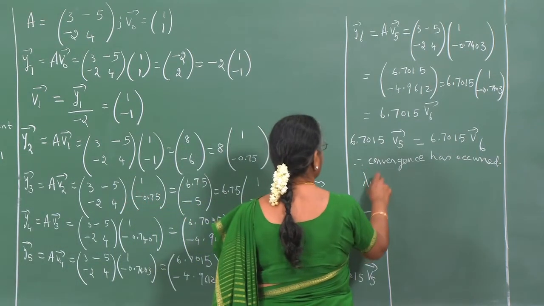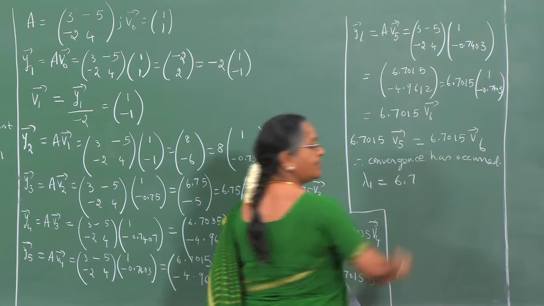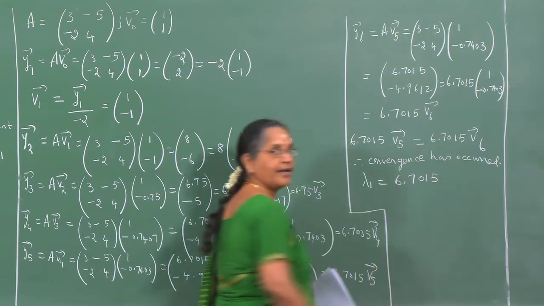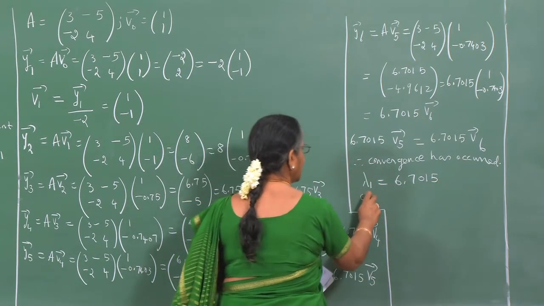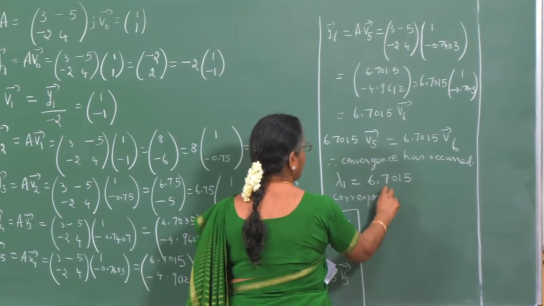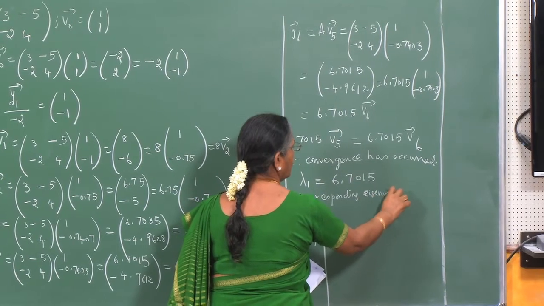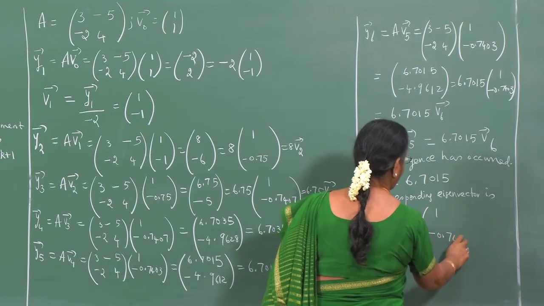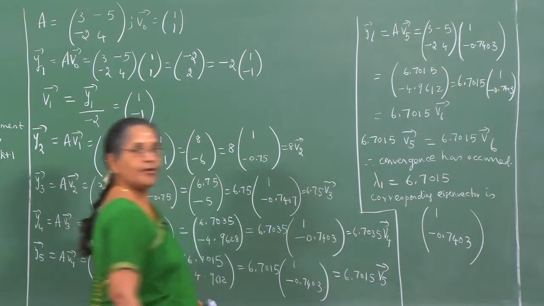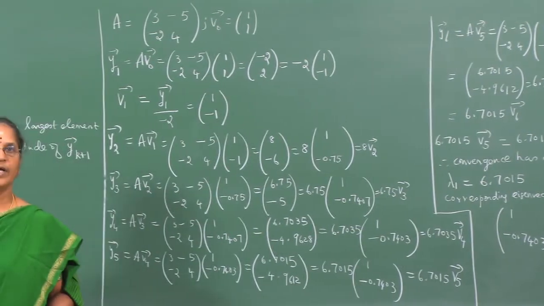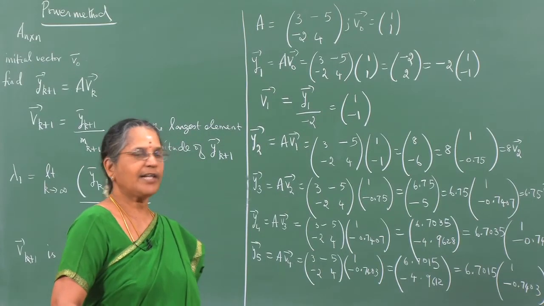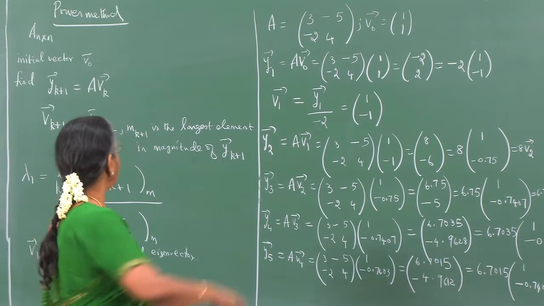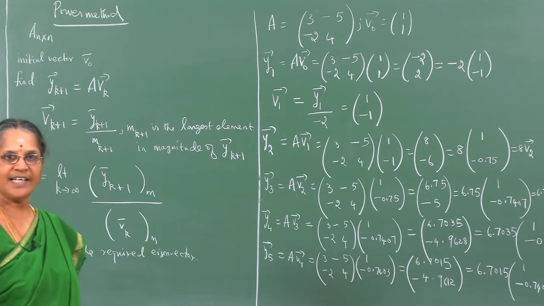So, we observe that the eigenvalue lambda 1, which is numerically the largest eigenvalue of this matrix, is 6.7015. And what is the eigenvector? The corresponding eigenvector is given by 1 minus 0.7403. So, the power method helps us to compute numerically the largest eigenvalue or the most dominant eigenvalue of a given matrix A, and the procedure is illustrated by means of this example.